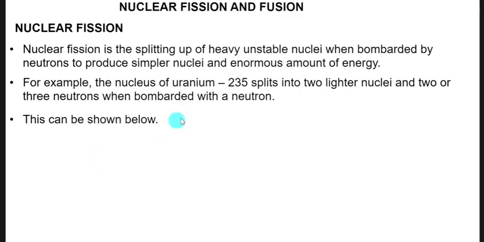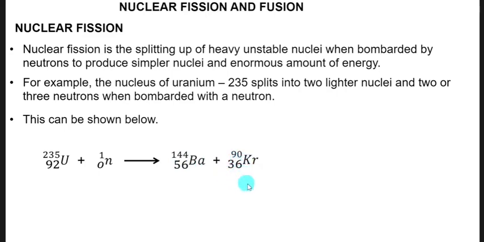So let's say we have uranium-235 (92), which is bombarded by a neutron, 0n1. Then this one splits into two simpler nuclei: barium-144 (56) plus krypton-90 (36), plus also 2 neutrons, and then also releasing energy.